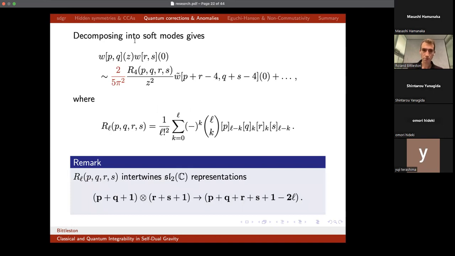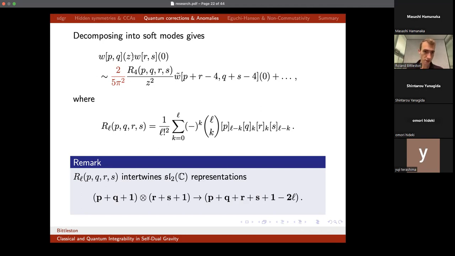get is precisely, I mean, I've written it slightly different here. It's a slightly more general formula. This isn't just for one of the OPEs. This gives all of the leading double poles in the chiral algebra. But this is precisely what we got before. And again, we get this absolutely crucial factor of 2/5 pi squared, which I emphasized before.